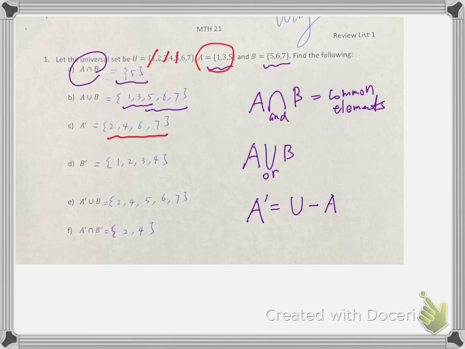Okay, so similarly you can get the B complement. B complement is everything in U minus everything in B. So you delete 5, 6, 7, and you get 1, 2, 3, 4. So that's B complement.